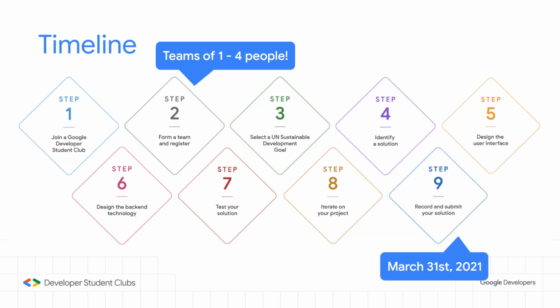Select a UN Sustainable Development Goal or more. Identify a solution for that. Design the user interface. Design the backend. Test your solution. Iterate on your project. And then record and submit your submission by March 31st. Remember that the submission opens on March 17th and closes on March 31st. So that's the strict deadline that you have.